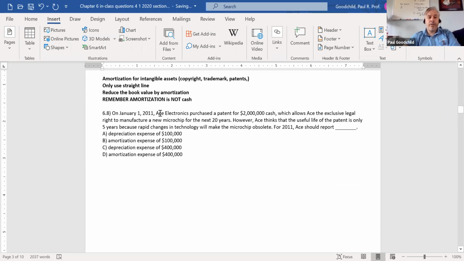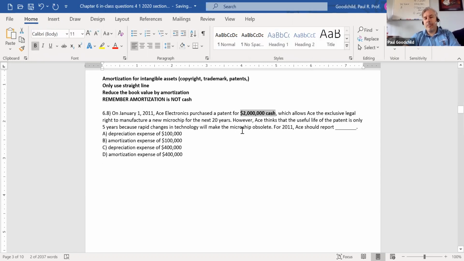So on January 1, 2011, purchased a patent for $2,000 cash. It doesn't matter whether or not we use a note, a loan, or we pay cash. That's going to be our beginning book value. It has the legal right to manufacture the microchip for the next 20 years. But because of technology, it's only going to last 5 years.